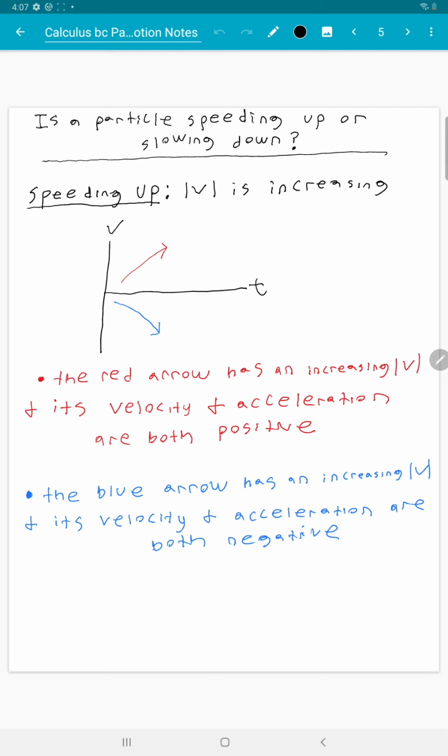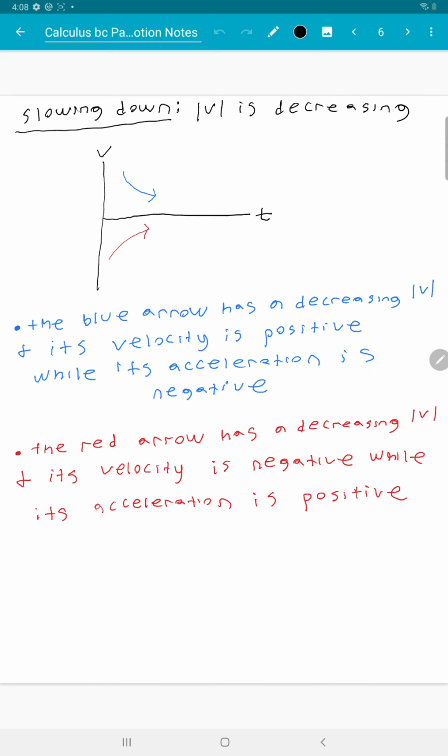So let's think about these arrows. The red arrow has an increasing speed, and its velocity and acceleration are both positive because its velocity is above the x-axis, so it's positive, and its acceleration is positive because its velocity is increasing, which is represented by this arrow. The blue arrow has an increasing speed, and its velocity and acceleration are both negative because its velocity is under the x-axis, so it is certainly negative, and its acceleration is negative because its velocity is continuing to decrease.